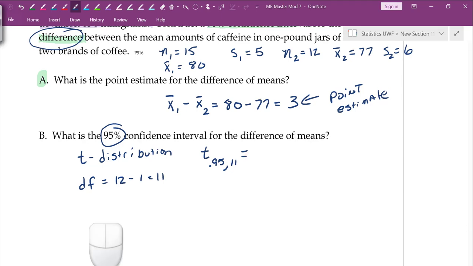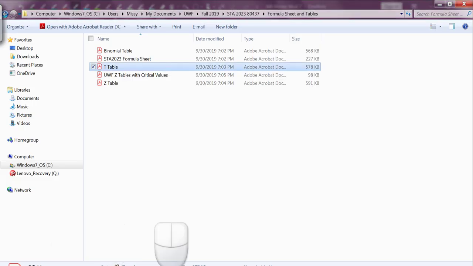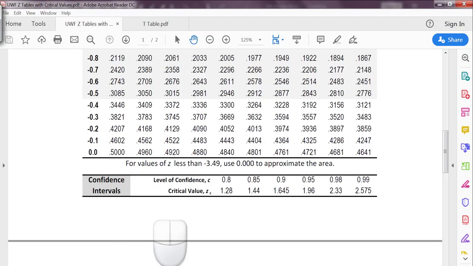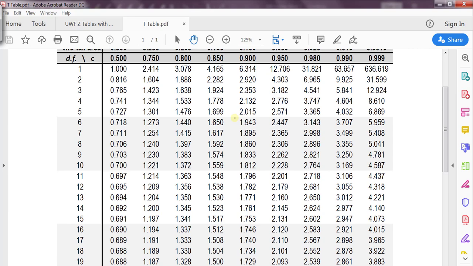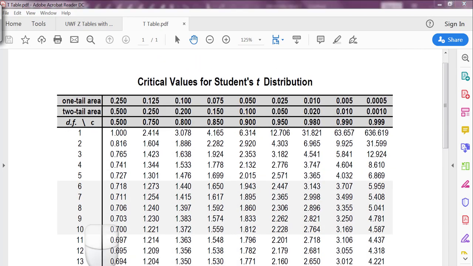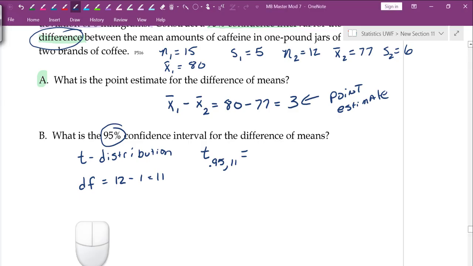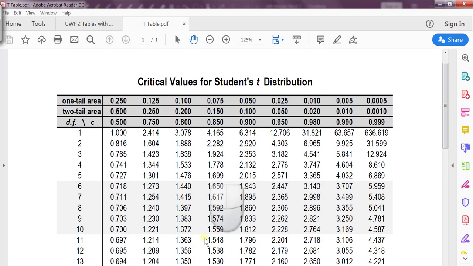So let's come on up here and let's see here. Nope, not that one. So did I say 95%? Let's see here. Yep, 95%. So we're going to be doing a 95%, which is this right here, 11 degrees of freedom. Looking at the intersection of the column and the row is going to give me 2.201 as my critical value. So 2.201.